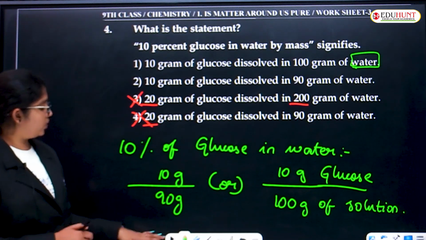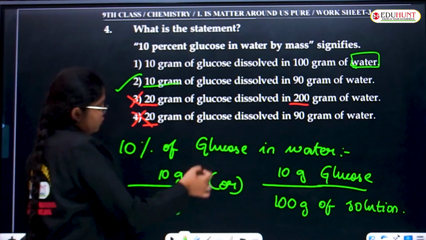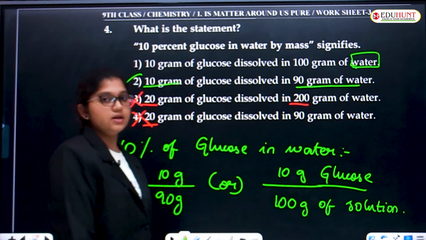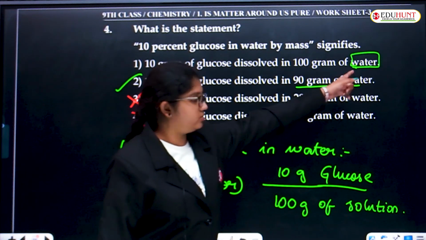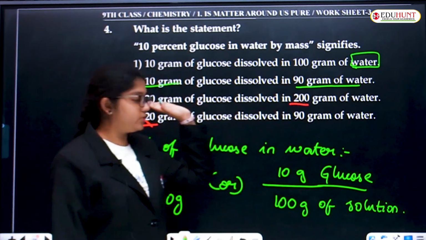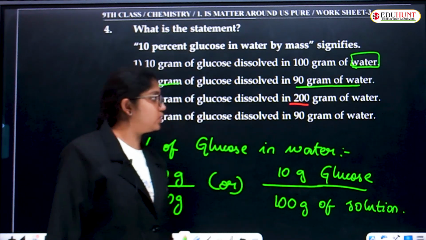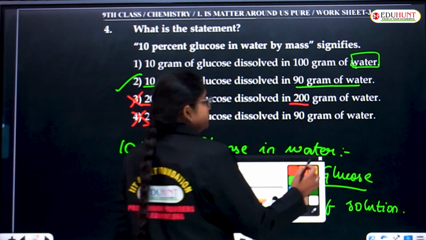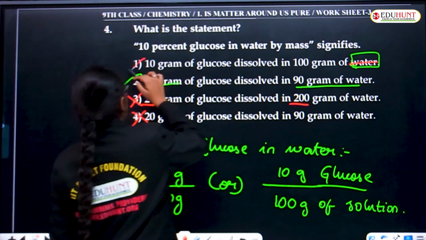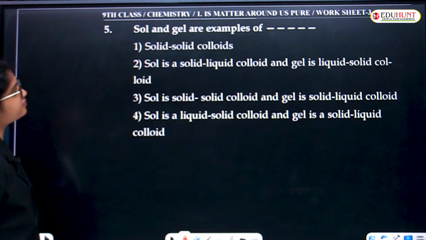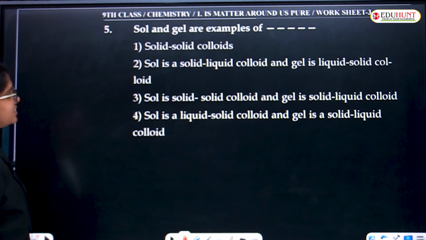Okay, so we will go with option 2, which is 10 grams of glucose dissolved in 90 grams of water. If in case they gave you a solution, we can go with option 1 also, but they gave only water, so we eliminate that process. Okay, so water, the word here is wrong, so we are not going with 1. Clear children? Yes. Now question number 5, sol and gel are examples of.